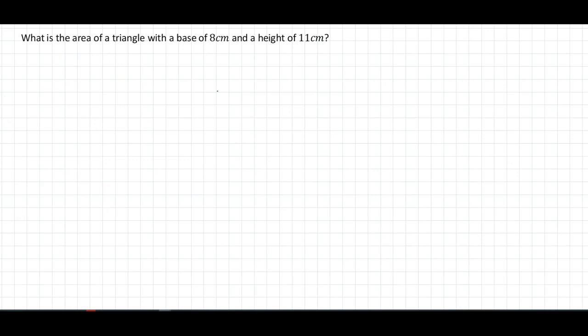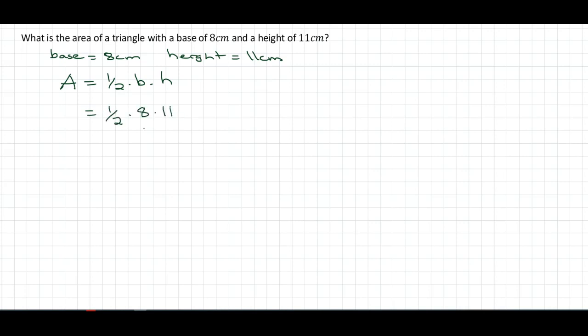So now we have an example here. What is the area of a triangle with a base of 8 centimeters and a height of 11 centimeters? The first thing we're going to do is identify the base. So the base is 8 centimeters. The height is 11 centimeters. So now we're going to come up with our formula. Our area is 1/2 multiplied by base multiplied by height, which is 1/2 multiplied by 8 multiplied by 11.